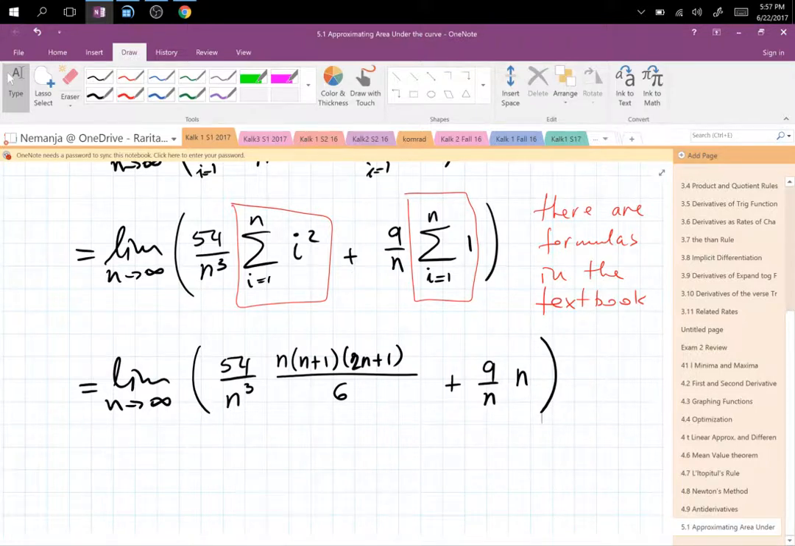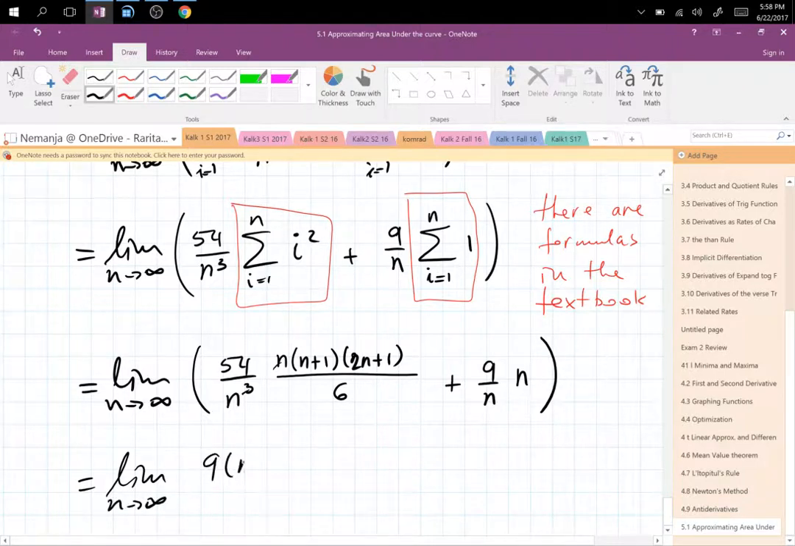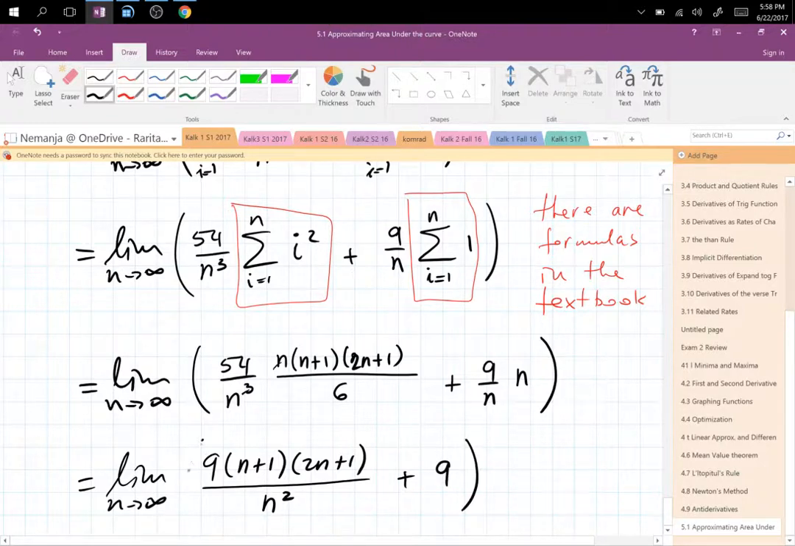Now 54 and 6 would cancel to 9. You can also cancel one of the n's, which is easy. So you have 9 times n plus 1, 2n plus 1 divided by n squared, plus just 9 on the other side.